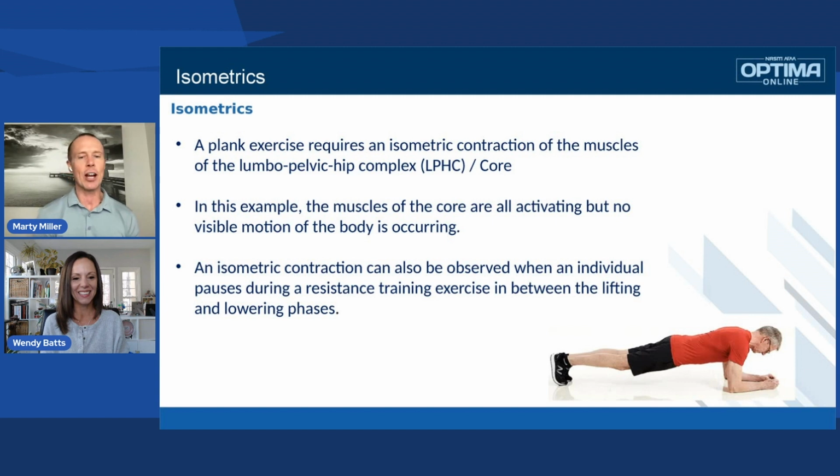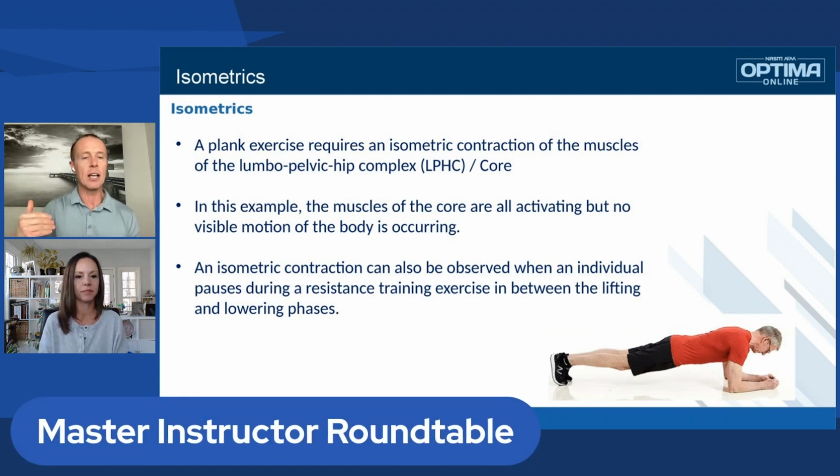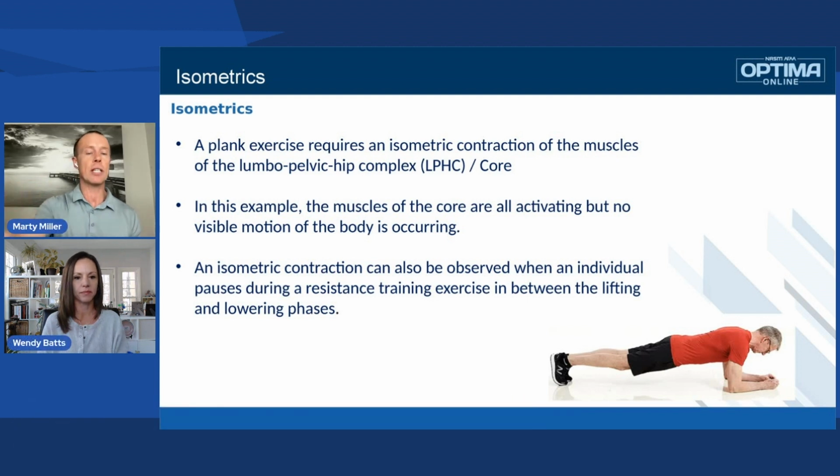So that isometric contraction can also be observed when somebody pauses during a normal resistance training exercise in between lifting and lowering phases. So if you go back to the model, in a strength phase, it's 2, 0, 2, and then another 0, which means you're immediately changing. But if I'm doing stabilization, I might be in a 4, 2, 2. So it's a 4-second eccentric, 2-second isometric, then a 2-second concentric.